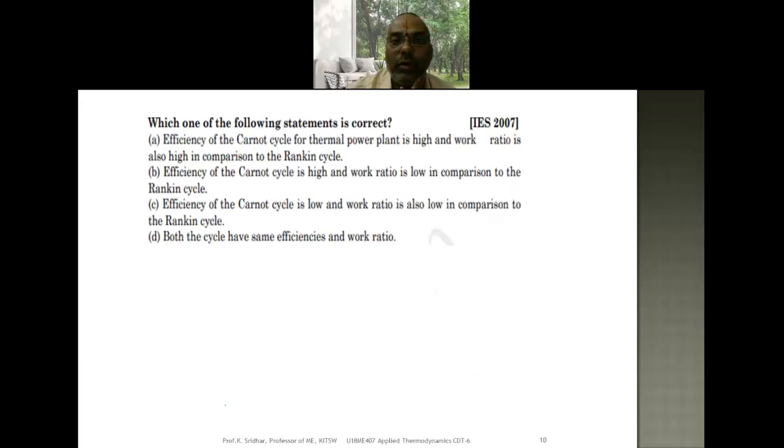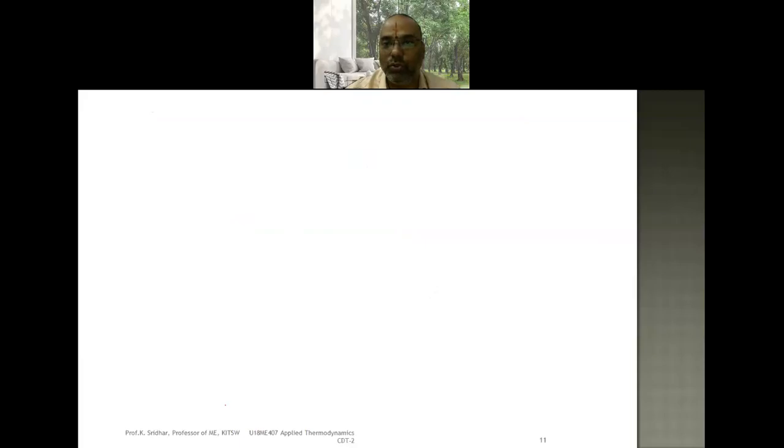Similarly, which one of the following statements is correct? Go through all the options A, B, C, D. Then the right answer is B, that is the efficiency of the Carnot cycle is always high, but the work ratio is low in comparison to the Rankine cycle. That is why the Rankine cycle is preferred over the Carnot cycle. This question was given in the ES 2007. Such types of questions will be asked in various competitive examinations, so you should be in a position to answer the important questions on the Rankine cycle. Thank you one and all for listening to this important lecture on the Rankine cycle.